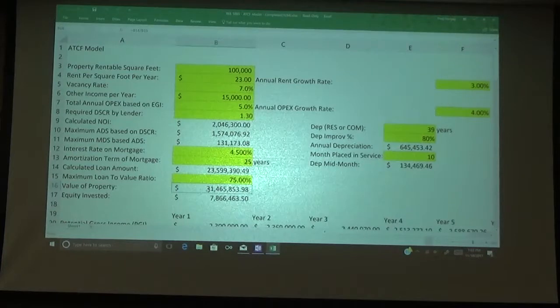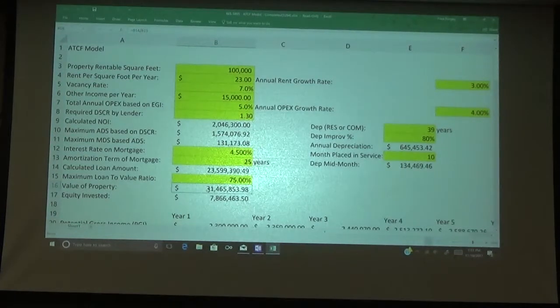Well, if we place it into service in October, as we said, we're getting 2.5 months worth of depreciation. So that means we're getting $134,469.46 worth of depreciation for that first year. Does that make sense? For the first year? Oh, yeah. For the first year only.